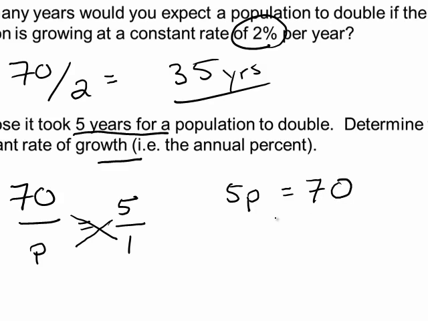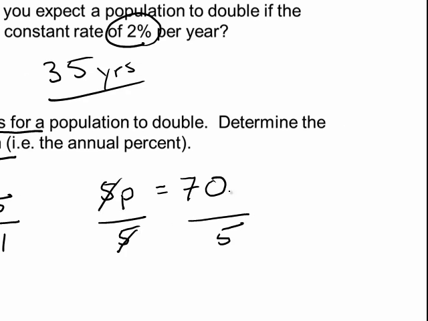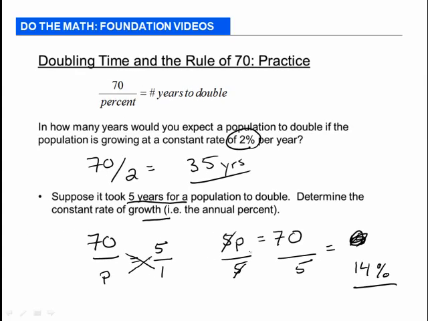Now to solve for p, you would divide both sides by 5, right? So the 5 cancels, and you get p. So you get a calculator out or something like that, and we take 70 divided by 5, you get 14. Oops, I'm not writing it correctly. 14%. So the growth rate of something that doubles every 5 years, well, that would be 14%.